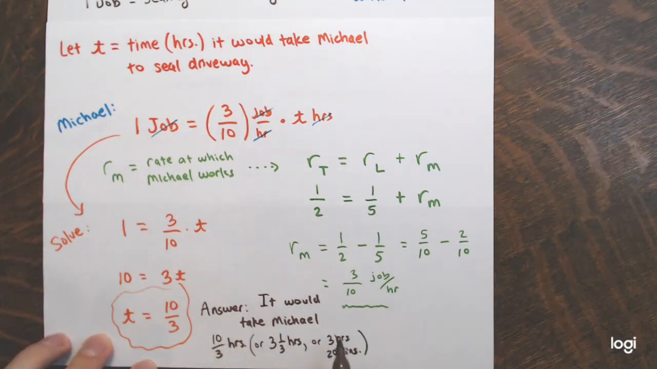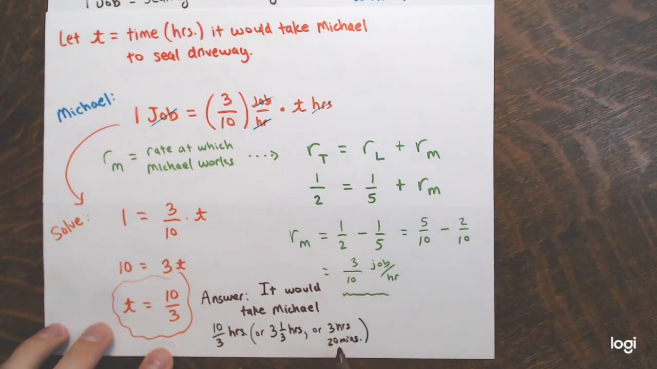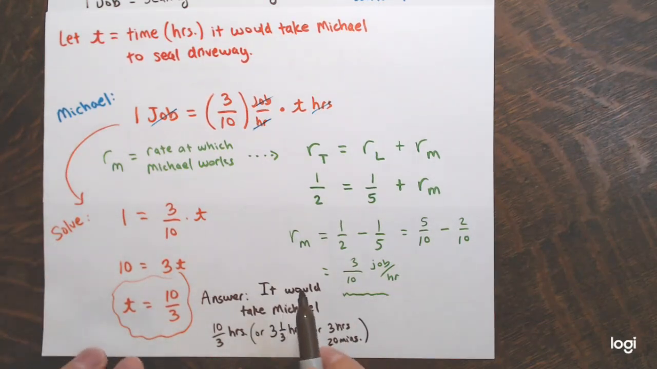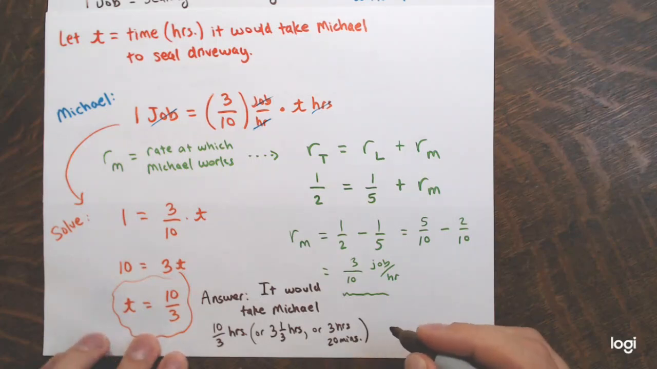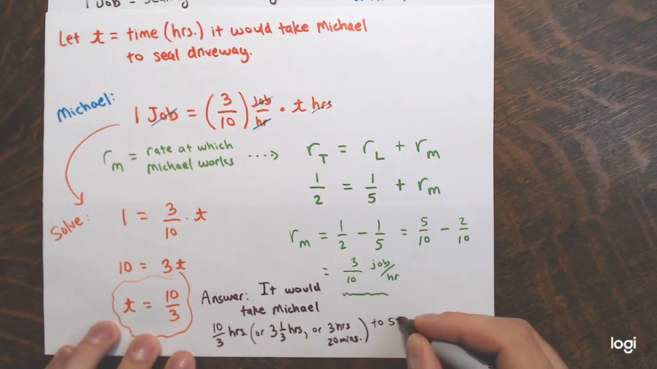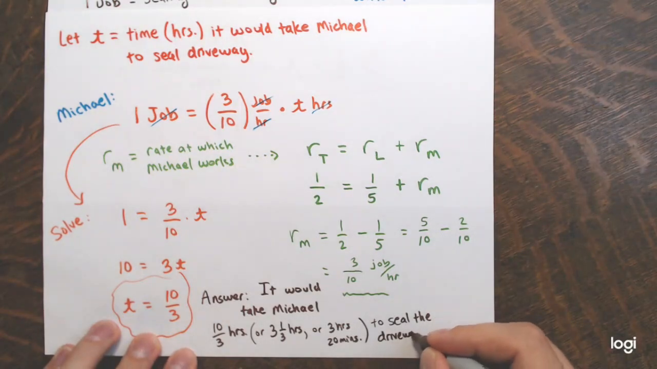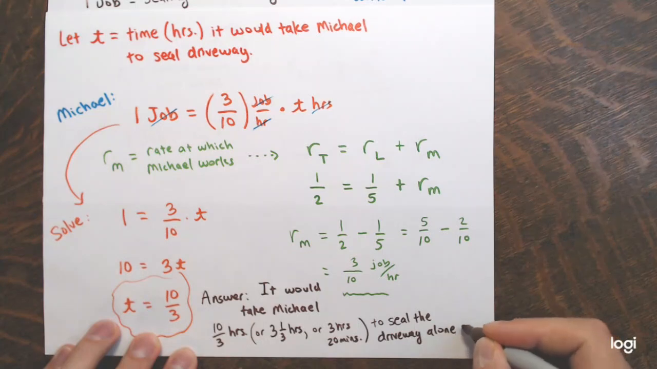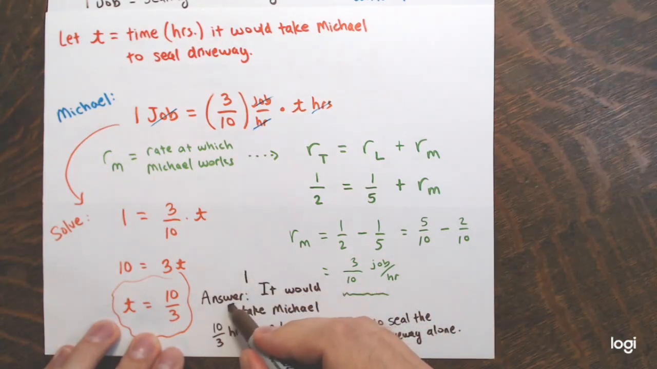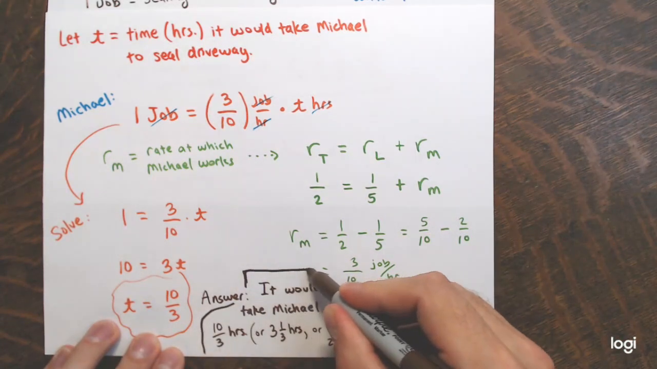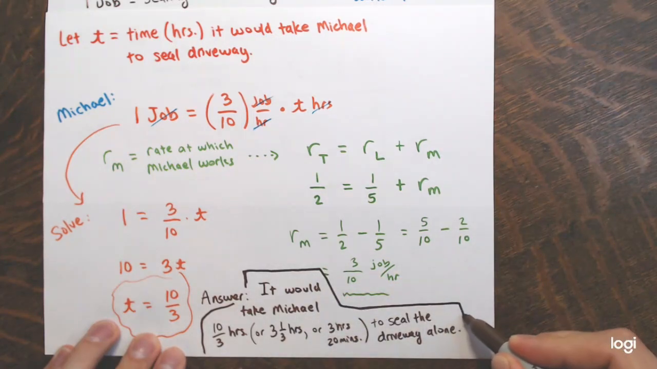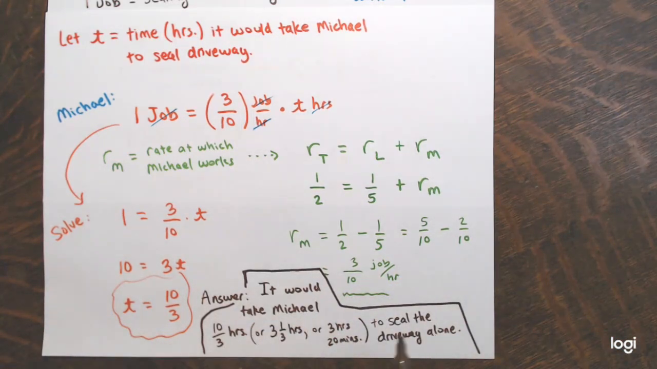Whatever. All these are the same. So I would just say 10/3 hours. It has the same meaning as 3 1/3 hours or 3 hours and 20 minutes. It would take Michael 10/3 hours to seal the driveway alone. Right. This right here is how I would answer this question in a complete sentence where numbers have units attached so that it gives them meaning. And there, I am finished with this.